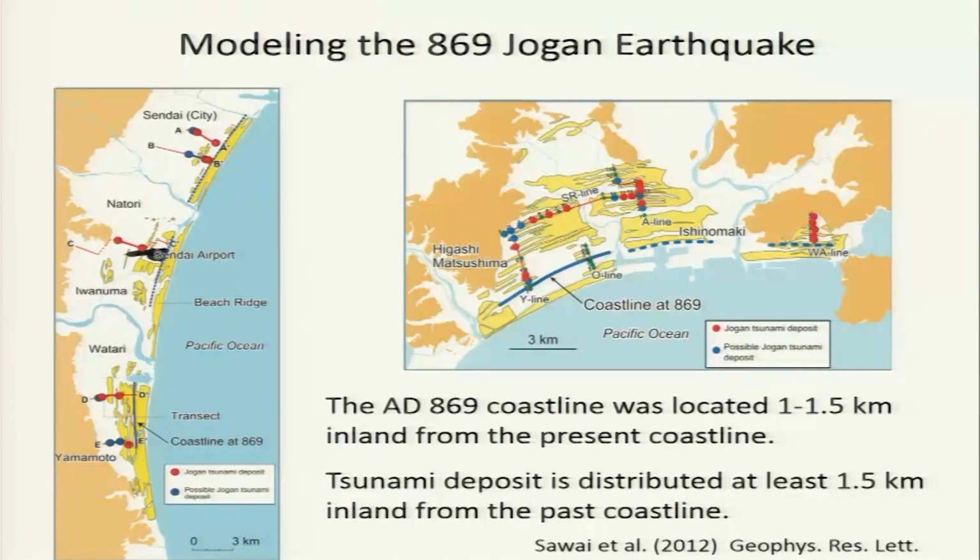So I'll quickly move on. I'll not go into the detail of each and every slide, but what they did was collect details along the coast of the subsurface or near-surface stratigraphy. So the subsurface sediment succession, not very deep but shallow, and they identified and dated the events. Okay, so what they say is: Jogan tsunami deposit, possible Jogan tsunami deposit.